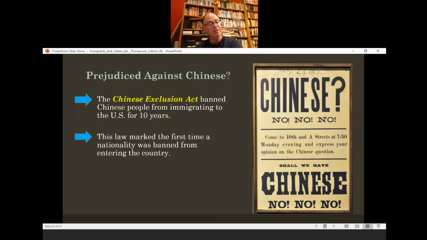But Chinese people look different, have a different religion, and a very vastly different language in writing and in speaking. They have just very different customs. And I think there was a bit of fear and prejudice going on there. So the Chinese Exclusion Act, they got that passed, and it banned Chinese people from entering the United States for 10 years. First time that a group of people has been banned from entering the country.